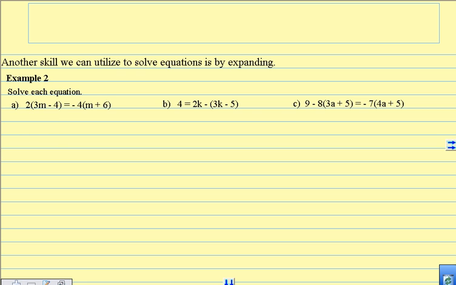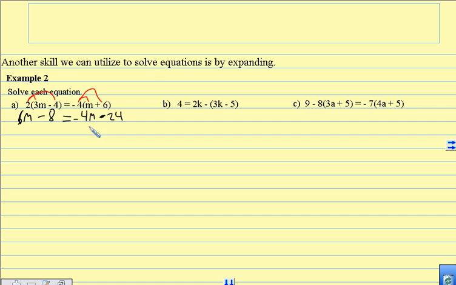So if we remember when we expand, we multiply this by this, and this by this, and this by this, and this by this, okay? So what we end up getting is, 2 times 3m is 6m. 2 times negative 4 is minus 8, equals 2. And now negative 4 times m is simply negative 4m. And negative 4 times positive 6 is going to be negative 24. Okay, and now this becomes the exact same example as in example 1.